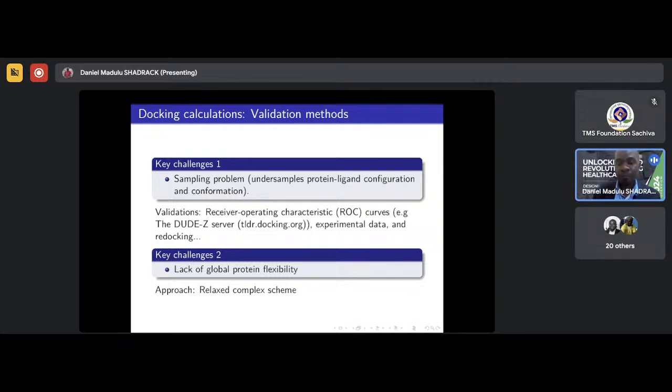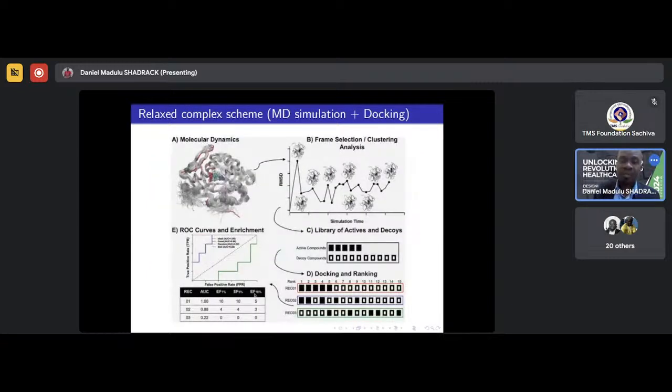The sampling problem is something that should not be underestimated, it's very important, but nowadays we can address it, though many of the computer tools for docking normally allow flexibility of only some residues. The lack of flexibility is a problem, but the ensemble scheme tried to address this.